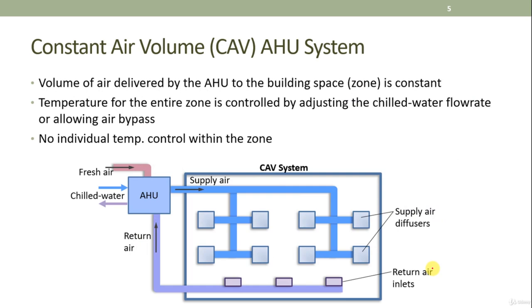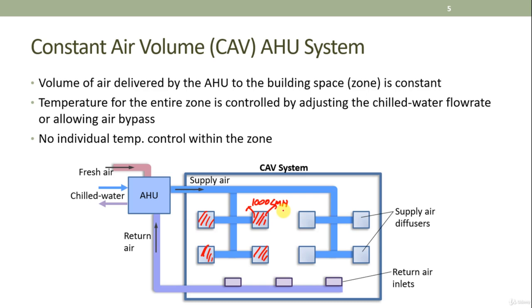Constant air volume, as the name suggests, means the amount of air that's coming out from the diffusers is fixed. For example, all these squares are the diffusers where cold air comes out. Let's say you design for 1000 CMH, and no matter what happens, it will always supply this amount of cold air to each individual air diffuser. So you are not able to modulate. You are not able to say I want 500 CMH or I want 1002 CMH, because it's constant air volume.